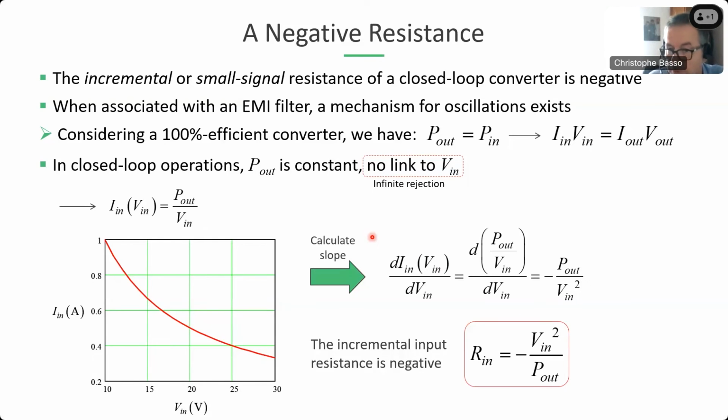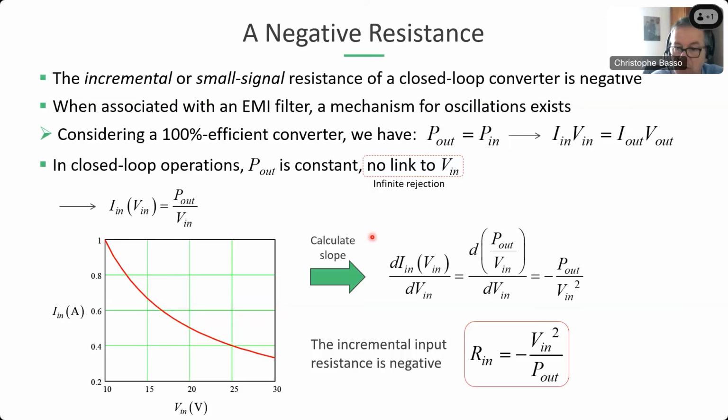Now, if you close the loop and you assume that V out no longer moves if V in changes, because this is a control system, the output power is perfectly constant and theoretically equal to the input power, if we neglect the efficiency or consider a 100% efficient system. So when the input voltage increases, the loop is going to reduce the duty ratio and the absorbed input current is going to decrease to keep P in unchanged. On the opposite, when the input voltage decreases, the input current of course goes up to keep the output power constant. And this behavior is that of a negative incremental resistance.